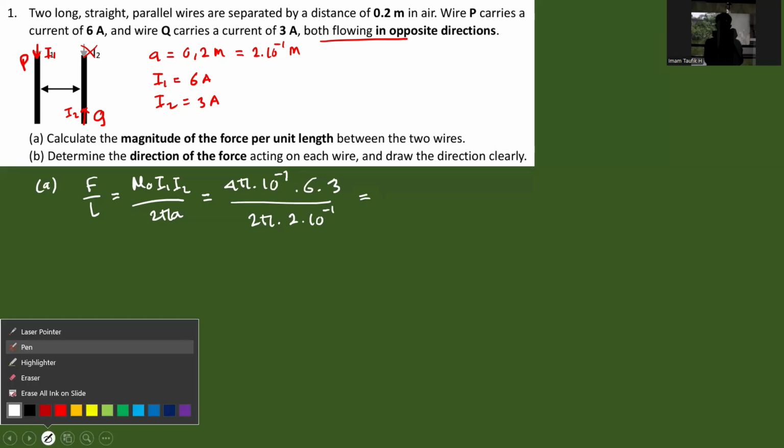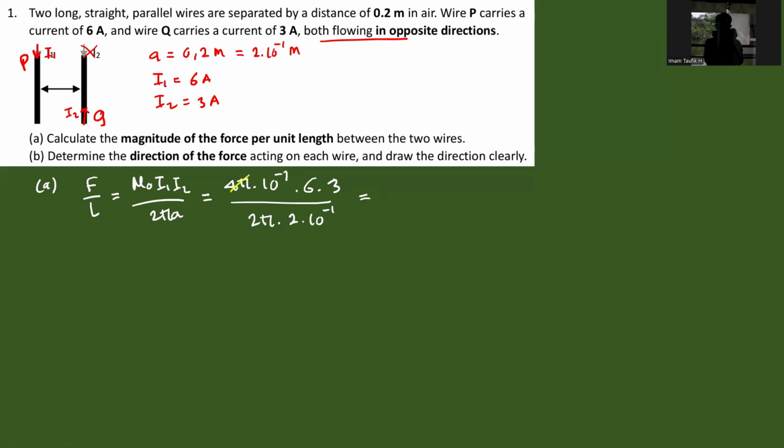Okay, so we can just do a common calculation. We have 4 pi over 2 pi is 2, 6 over 3 is 2, 3 times 3 is 9, 9 times 2 is 18. So we have 18 times 10 power minus 7 divided by 10 power minus 1, which is 10 power minus 6. So this is in Newton per meter for the unit. This is the answer for point A.